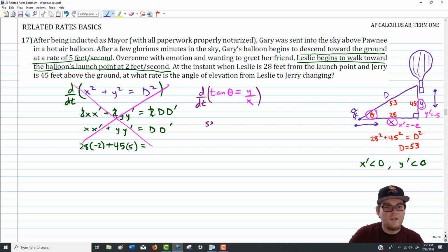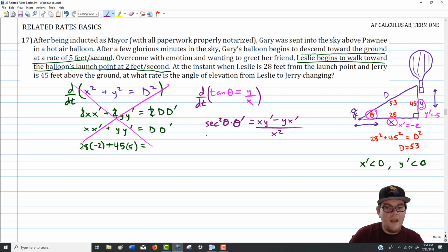So from there, we're going to get secant squared of theta times theta prime, because remember our ultimate goal here is to figure out what rate theta is changing. On the other side, we have y over x, so we're going to need to use the quotient rule. So low d high minus high d low, all over low, quotient rule.